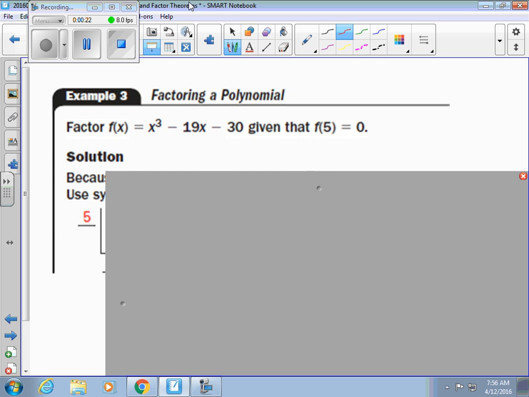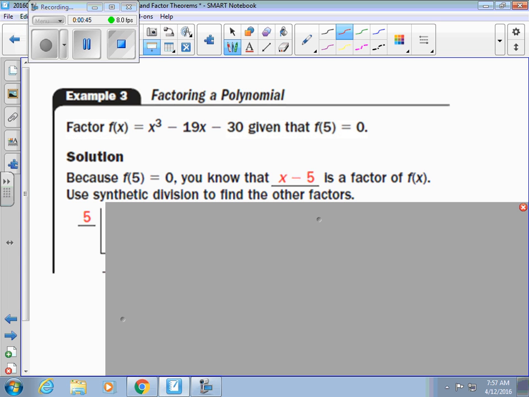Example number 3 is factoring a polynomial. It says f of x is equal to x cubed minus 19x minus 30, given that f of 5 is equal to 0. So what that's saying is that when you subtract 5 minus 5, whatever the number happens to be, when you take the opposite of it, it's going to give you 0. So because f of 5 is 0, you know that x minus 5 is a factor of f of x. So then we just use synthetic division.